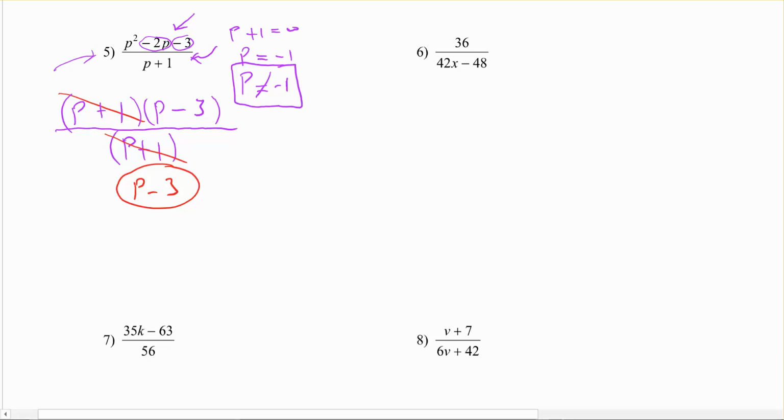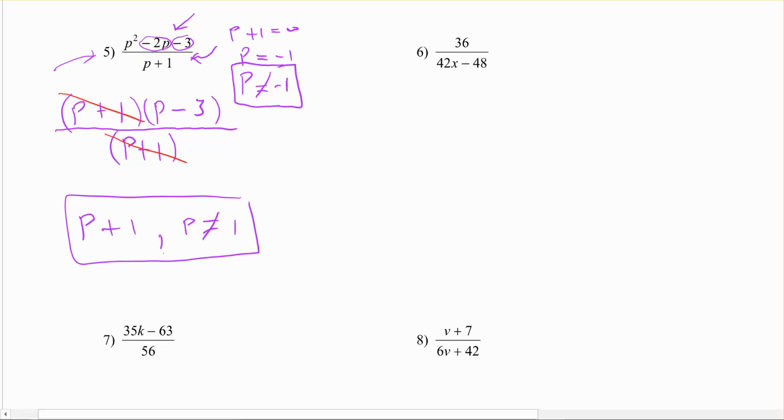And technically the way you should write these, the full way you would write it, we'll go back to purple, would be p plus 1, and then a comma, and a comma in math means where, p cannot equal 1. So that would be the full answer there. Just remember that the comma means where. So p plus 1 where p cannot equal 1.